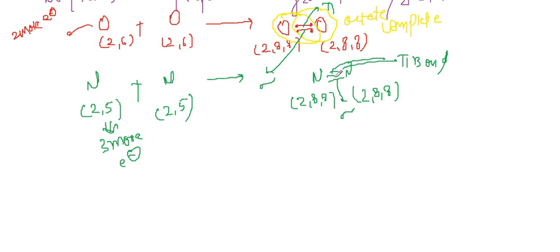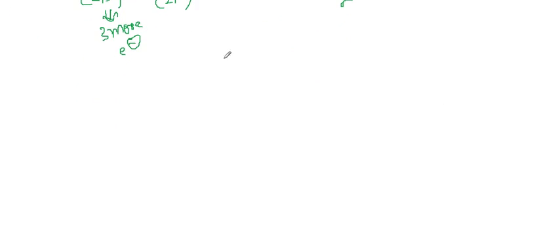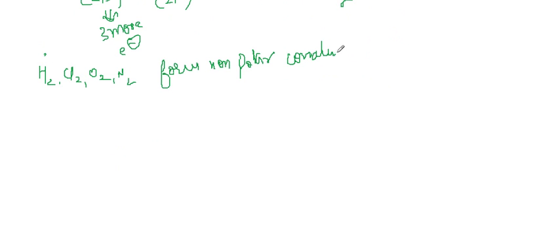Okay, so that's how we will categorize the bond. One bond should be a sigma bond and the remaining bonds are categorized as pi bonds. So we know that H2, Cl2, O2 and N2 form a non-polar covalent bond. So that's how they form the bond.